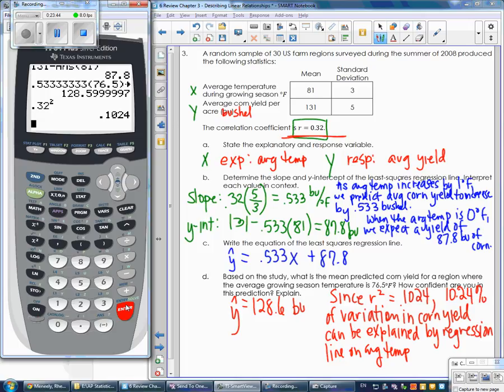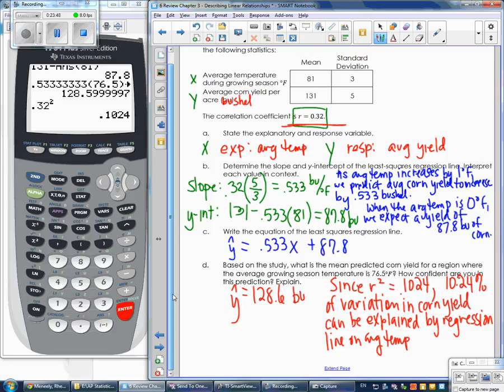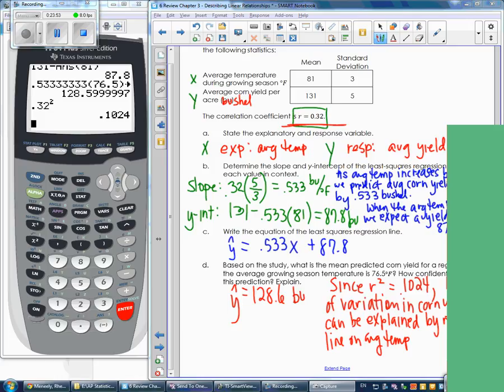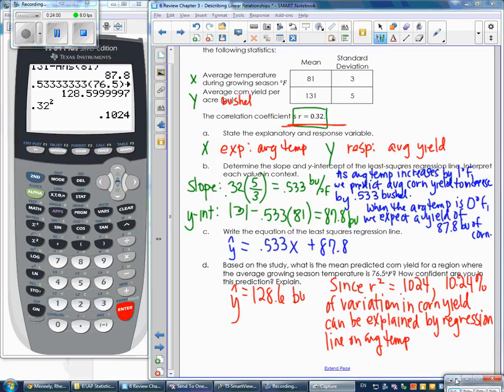Only 10% of the time is my equation going to predict it correctly. So for that reason, I would probably conclude that the prediction that I have is not very accurate. So I have to read the sentence again. 10.24% of the variation in corn yield can be explained by the regression line on the average temperature. I am not confident in the prediction.